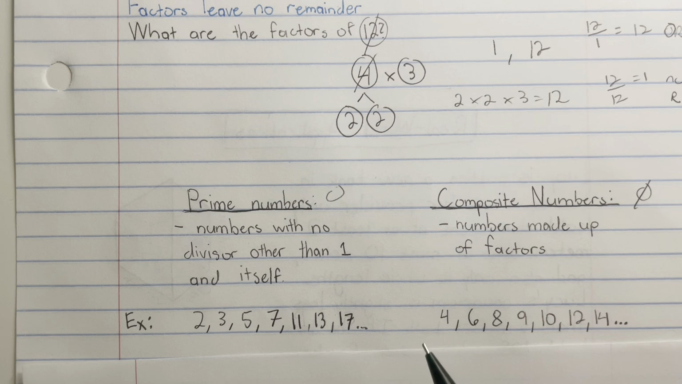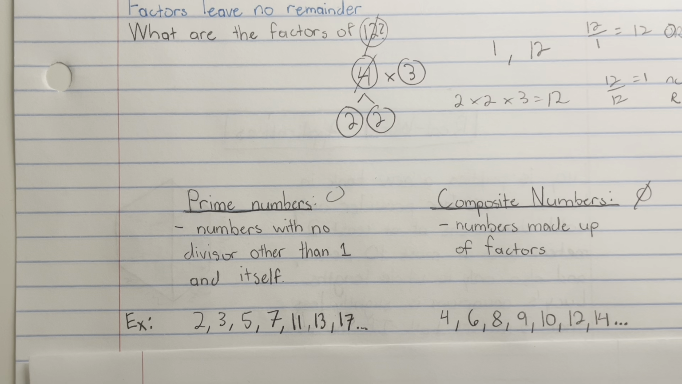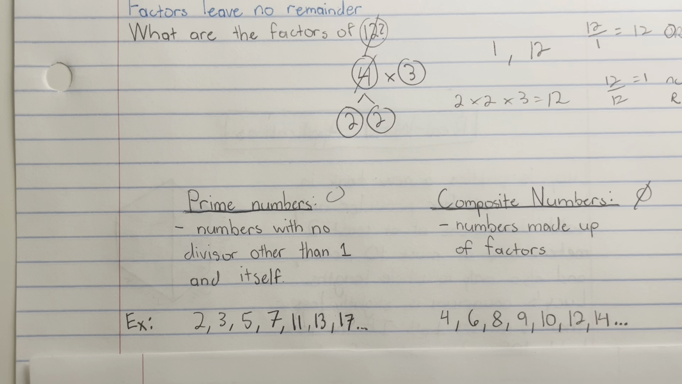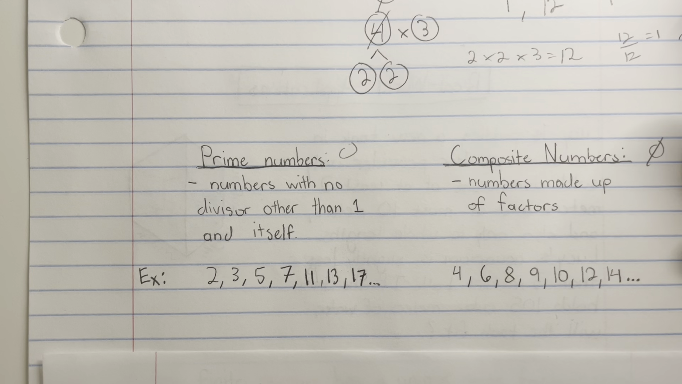Now 1 isn't on either of these lists just because in math it makes a lot of things check out when you don't consider it to be prime or composite, but that's not necessary for you to know. Just treat it as fact that 1 is just 1, and it's not prime or composite.